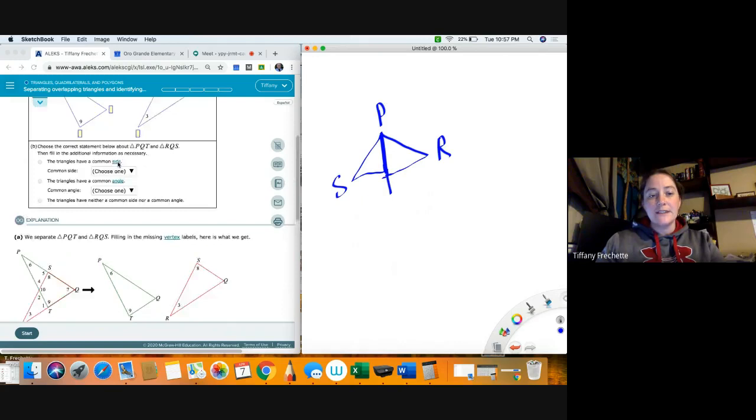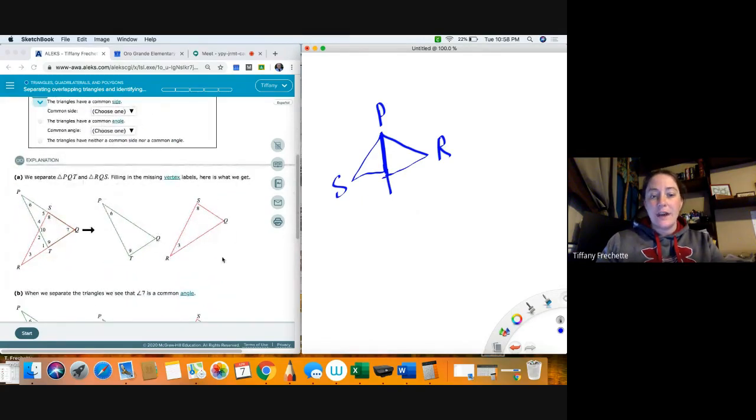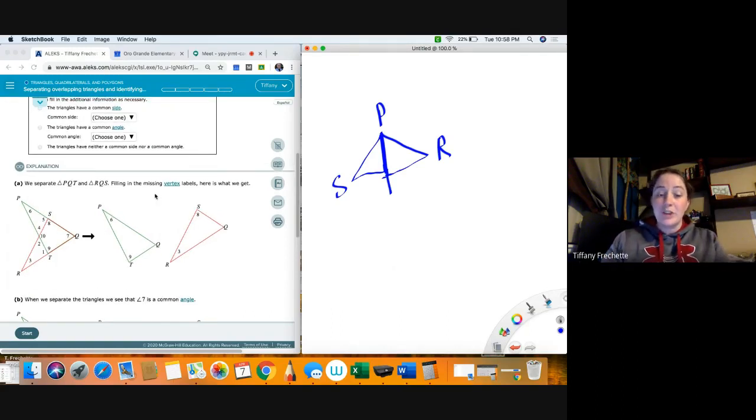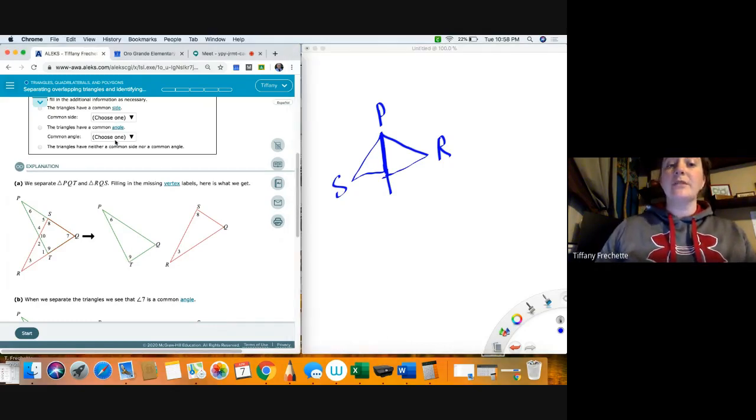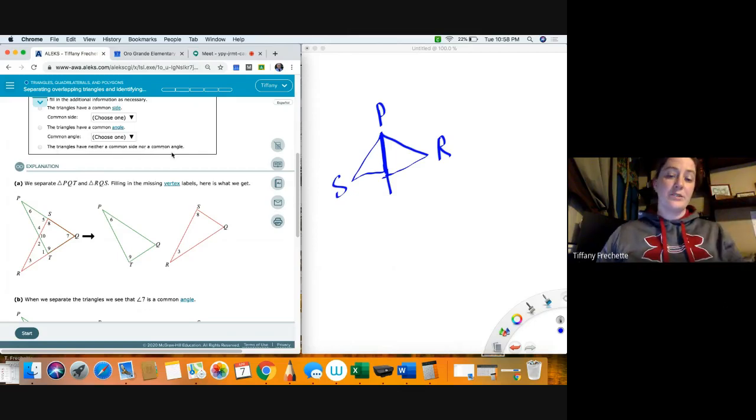The triangles have a common angle. So in this case, and I'm going to scroll down here just so we can see it, they do both have angle Q. So that means they do have a common angle. Both of them share angle Q. So then we would click the drop down and we would select angle Q. Or the triangles have neither a common side nor a common angle. So that could also happen.